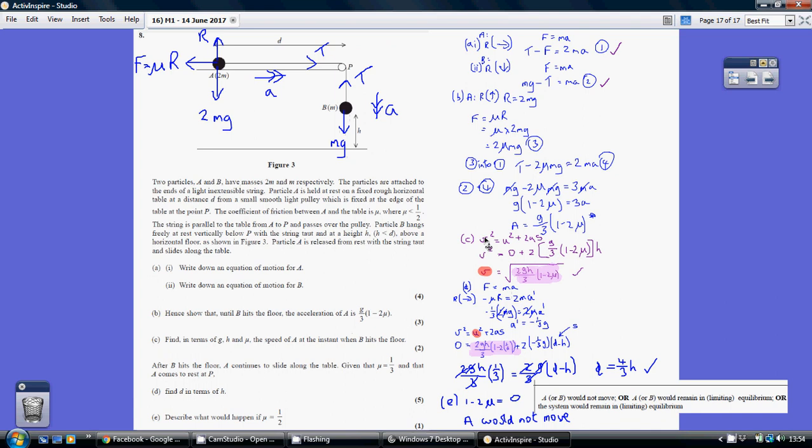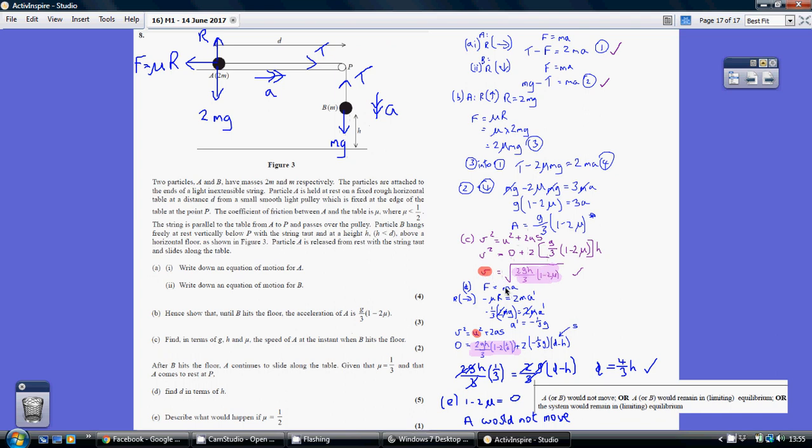So using v squared equals u squared plus 2as, I'm trying to work out what v is. I know my initial speed before the whole thing starts moving is 0. I know my acceleration from part B of the question, and the distance that B is travelling is h. So substituting that in, I get this. So then square rooting both sides, I get v equaling this. So that's my final answer for part C.